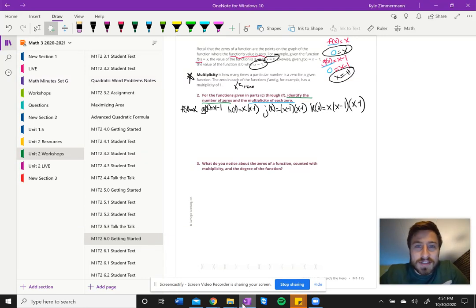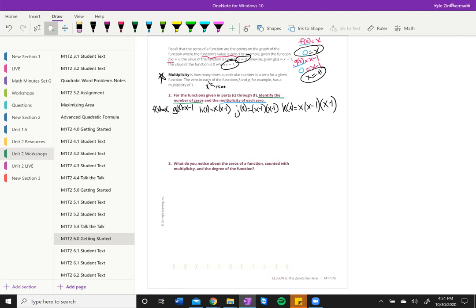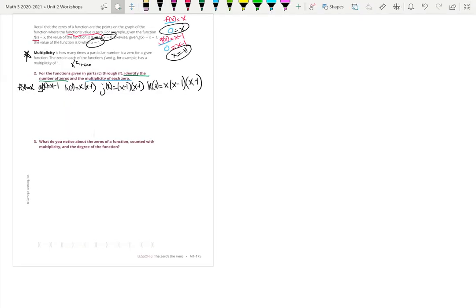Hey team, it's Mr. Z, and today we're going to look at number 2 and just kind of look at all of the functions from the previous problem. We're going to identify the number of zeros, and then we're going to write about the multiplicity. Let's go ahead and dive on in.